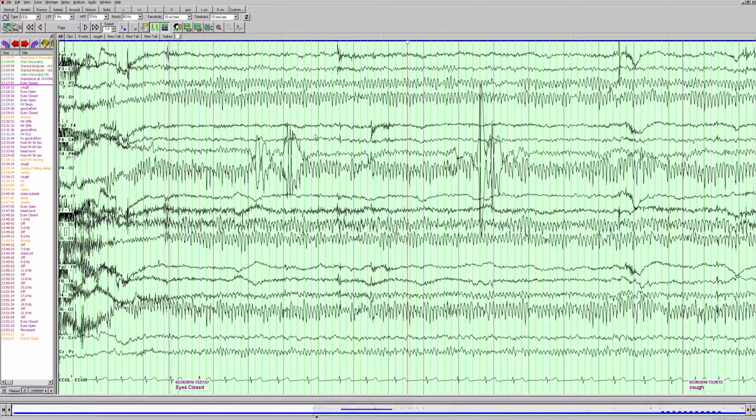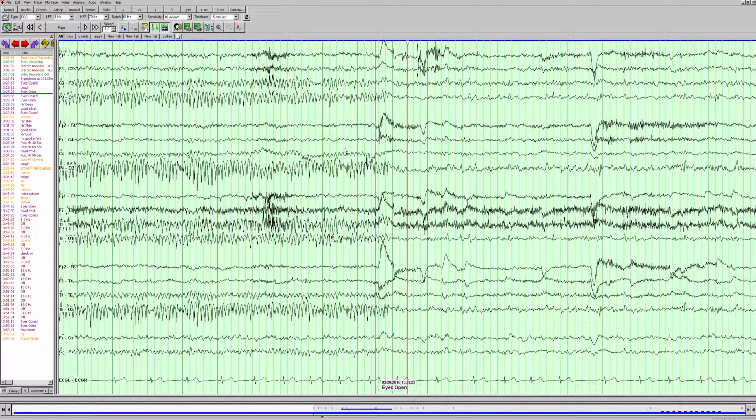Okay, now when we start looking at an EEG, the very first thing we want to look at is the background activity. This is very important. It tells us a lot about the patient. The background activity is the activity we see in the back of the head, in the posterior quadrant. We see it when the patients are awake, but in a restful state with their eyes closed.